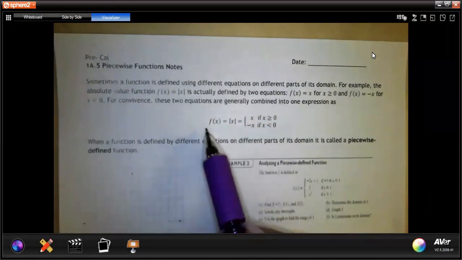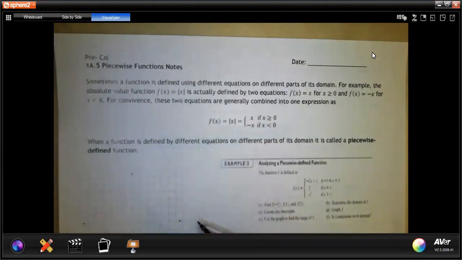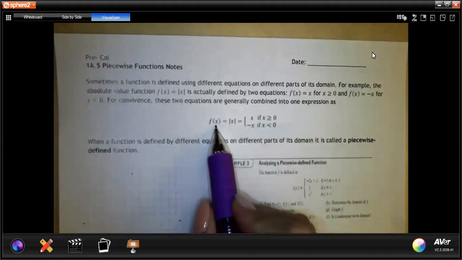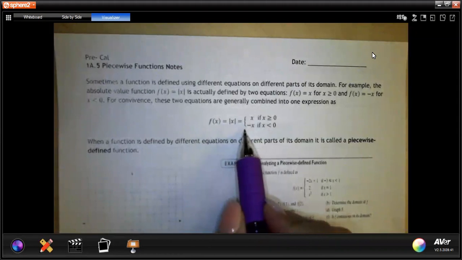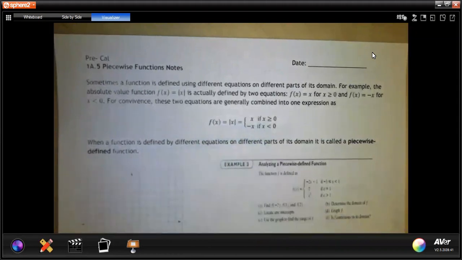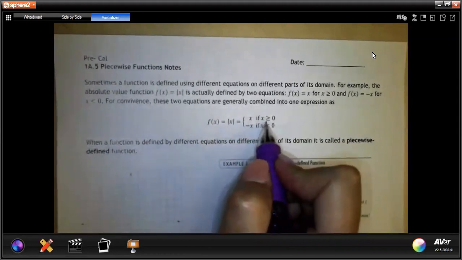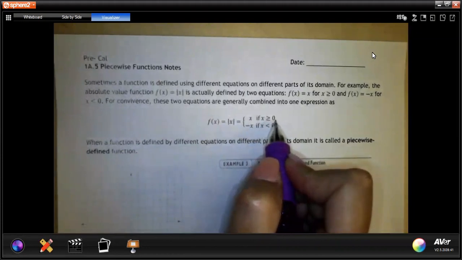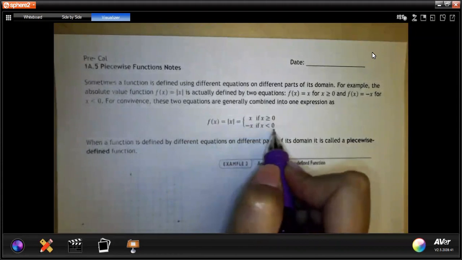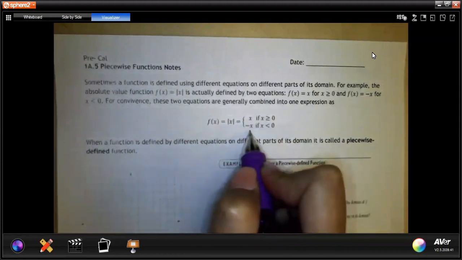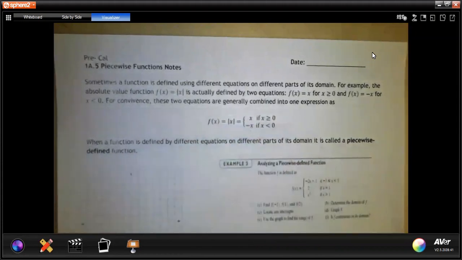This is what a piecewise equation looks like. It tells us f of x, and then usually there's not this middle part. f of x is equal to the bracket and then the definition of the two. It's telling us that when x is greater than or equal to 0, we are going to use this equation. And when x is less than 0, we're going to use this equation. That is called a piecewise.